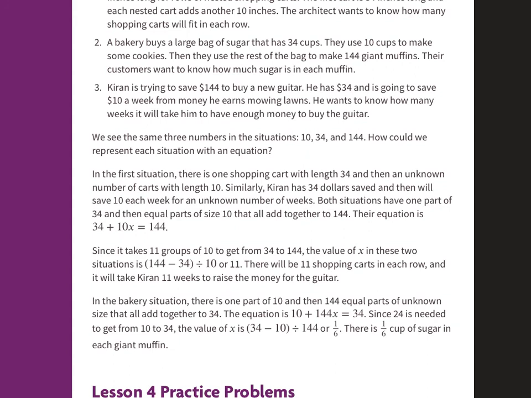In the bakery situation, there is one part 10 and then 144 equal parts of unknown size that add together to get 34. So the equation is 10 plus 144x equals 34. Since 24 cups is needed to get from 10 to 34, the value of x is 34 minus 10 divided by 144, or 1 over 6. There's 1/6 of a cup of sugar in each giant muffin. Okay?